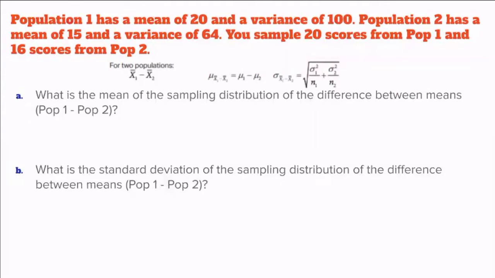So our first example here says population 1 has a mean of 20 and a variance of 100. Population 2 has a mean of 15 and a variance of 64. You sample 20 scores from population 1 and 16 scores from population 2. What is the mean of the sampling distribution of the difference in means from population 1 minus population 2? Okay, so this is really simple.